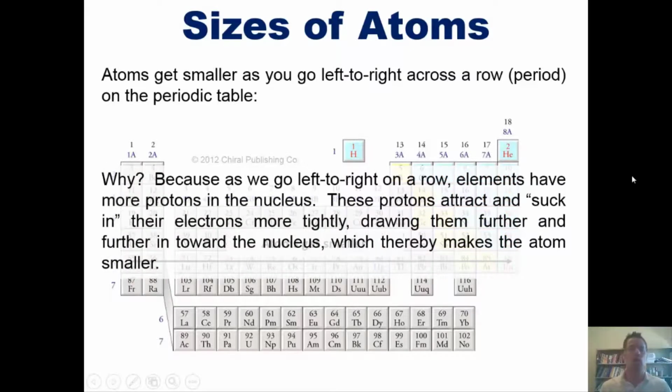So why is that? Well, the reason is because as I go left to right across a row on the periodic table, elements also have more protons in the nucleus. Furthermore, elements don't get more orbitals going across a row as they do when you go down a column. They do get another electron as I go from one box to the next going left to right, but one electron doesn't actually increase the size of the element. Having more orbitals does. But as I go from left to right across the periodic table, each element has one more proton than the element that preceded it. That proton in the nucleus attracts and sucks in the electrons more tightly, which draws them further and further in toward the nucleus, and thereby makes the atom smaller.